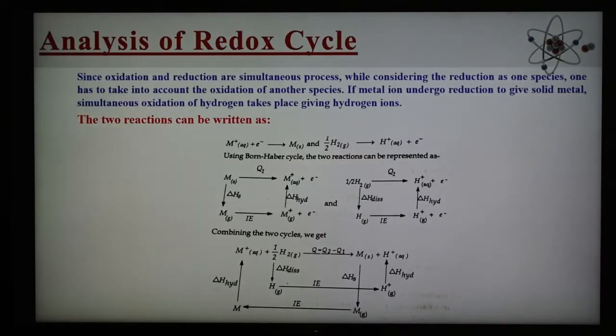First of all, we are going to see the analysis of the redox cycle. As we know, oxidation and reduction reactions take place simultaneously, so by considering reduction of one species, one has to take into account the oxidation of another species. If a metal ion undergoes reduction to give solid metal, and simultaneously hydrogen is oxidized giving the hydrogen ion, then these two half reactions can be written as shown here.